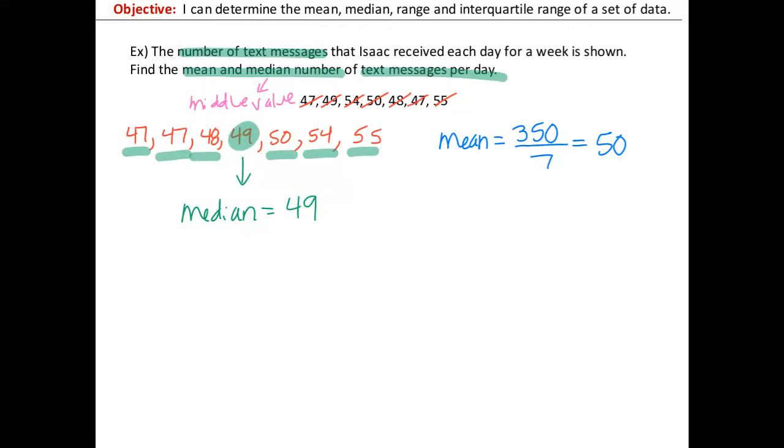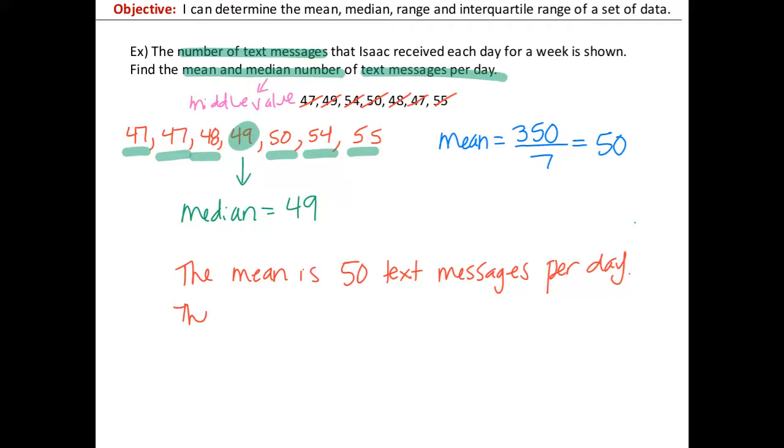And you want to put it in context since we have kind of like a context attached to the set of values. So you want to say the mean is 50 text messages per day. So Isaac receives an average of 50 text messages per day. And then the median is 49 text messages per day.